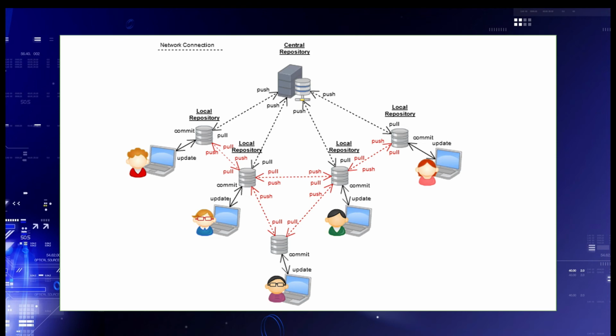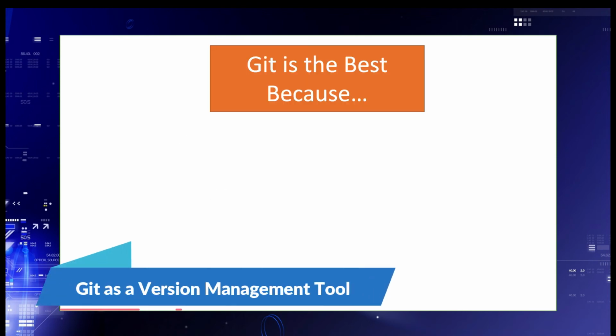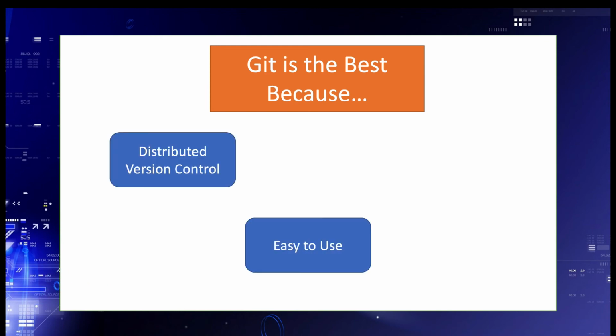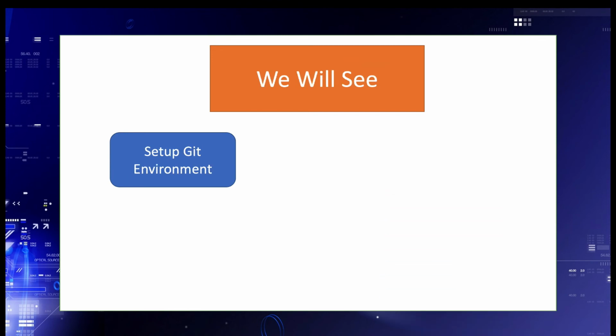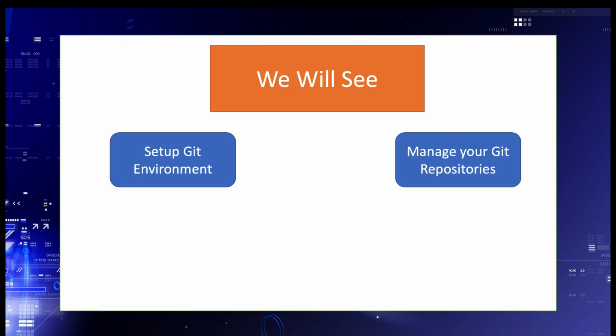Now let's talk about Git. Git is the best because it is the most popular distributed version management system. Also, it is easy to use, and 90% of the repositories all over the world are using Git as a version management tool. In this course, we will see how we can set up the Git environment on the whole system. Also, we will see how you can manage Git repositories. We will also see the Git commands that can be used to manage your repository effectively.